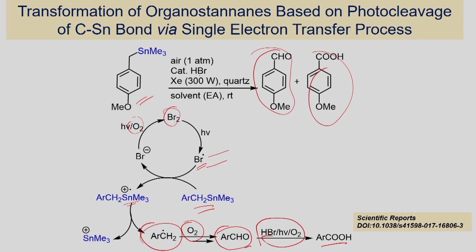So these are some of the recent reports where you can see here the benzyl tin substrate shown here, which can be readily converted into benzaldehyde by oxidative cleavage of the carbon-tin bond via a single electron transfer process. In this way you will be able to make the benzaldehyde, which can also be further converted into benzoic acid as the product.